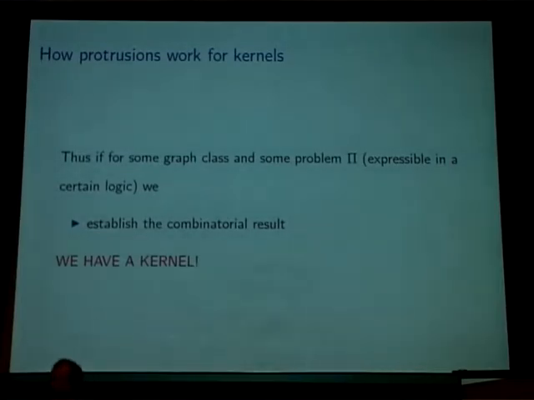Because once again, we apply this type of argument. If the yes instance of my graph is very large, I know there should be a protrusion. I find the protrusion, I reduce the size of the instance, and I do it again and again. If I'm not able to find a protrusion, either it means that I have a no instance, or the size of the graph is small. So basically everything is just how to find the right protrusion in the graph.